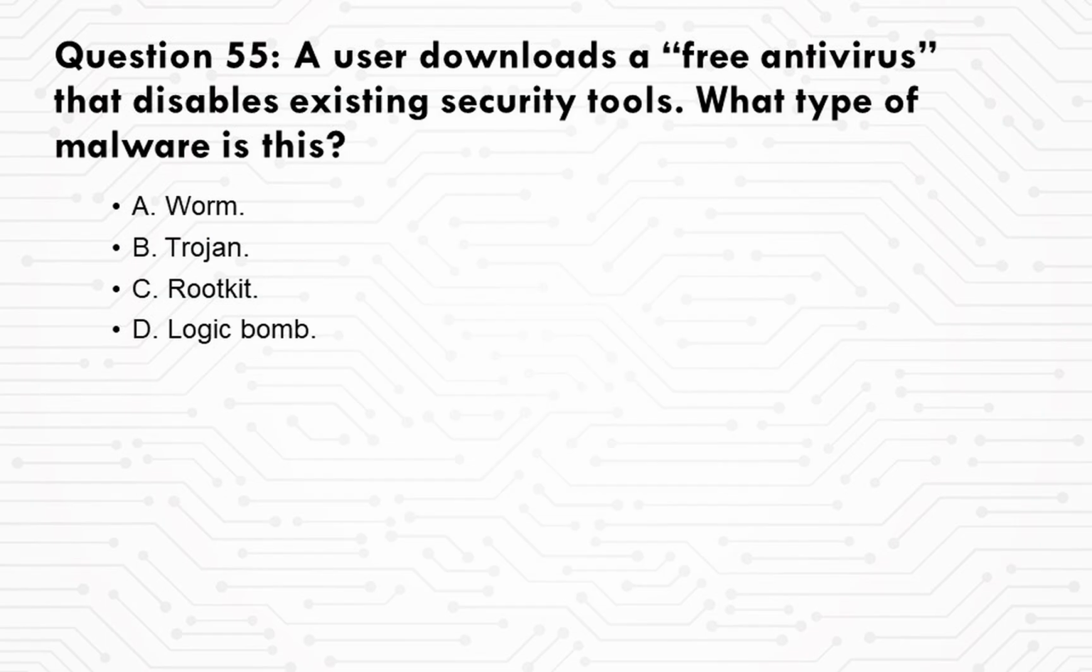Question 55. A user downloads a free antivirus that disables existing security tools. What type of malware is this? A. Worm. B. Trojan. C. Rootkit. D. Logic bomb. Answer: B. Trojans disguise themselves as legitimate software.